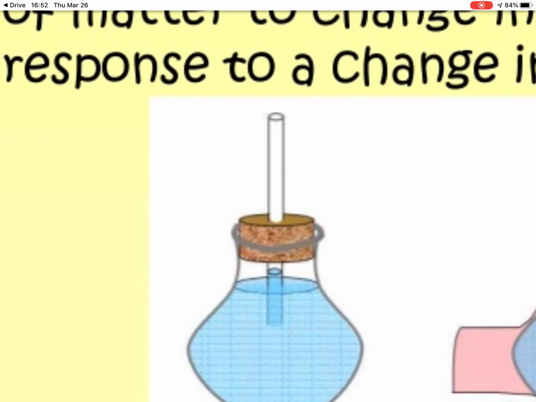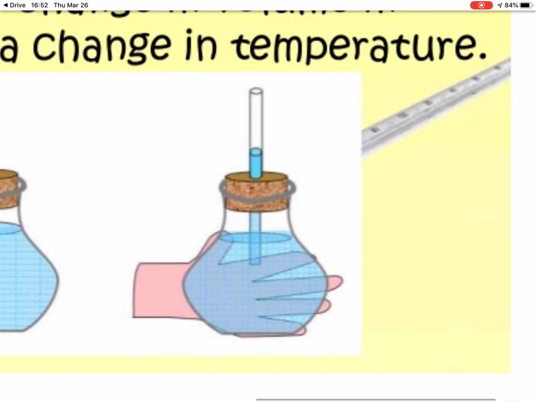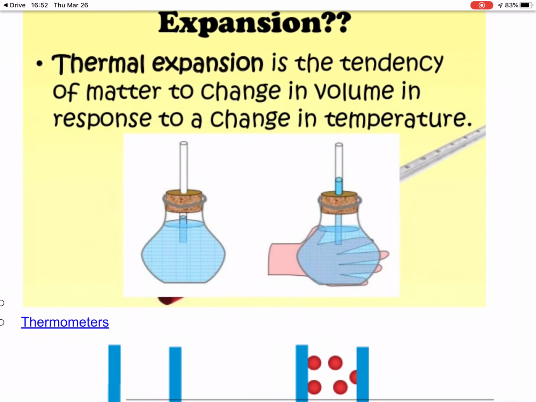The straw has some liquid in it, but when we move it and put our hand there, the hand heats up the liquid. As the liquid heats up, it takes up more space, which forces the liquid up the straw. And this is basically how a thermometer works if you have one of the old style thermometers. You put the thermometer in your mouth, and the temperature starts to heat the liquid up, which forces it to go up the tube to a specific spot. So that's the basic idea of thermal expansion.